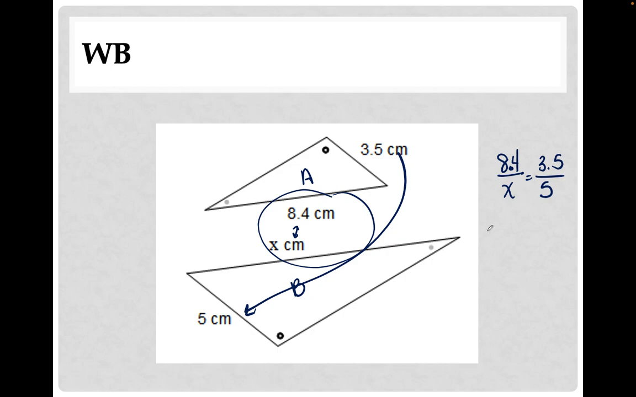Again, you could figure out how many times bigger 5 is than 3.5, but you'll get this long decimal that's not always easy to use. So sometimes the proportions are a bit easier. And in this case, you should get x equals 12.